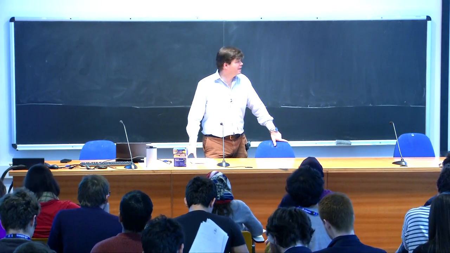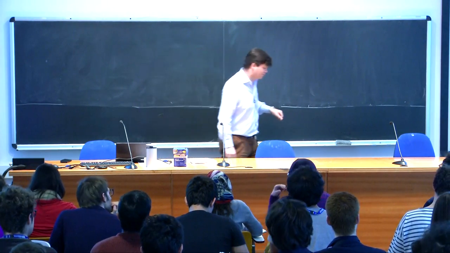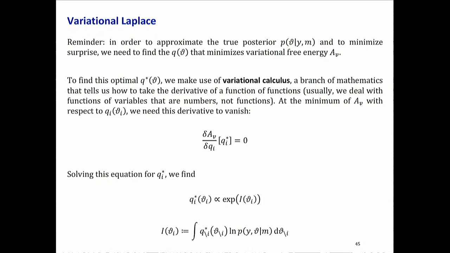If not, then this is a little reminder of what we're in the middle of. We're in the middle of taking the functional derivative of AB and setting it to zero so that we can find this optimal approximate posterior Q of theta I. So Q star is going to be our optimal posterior.